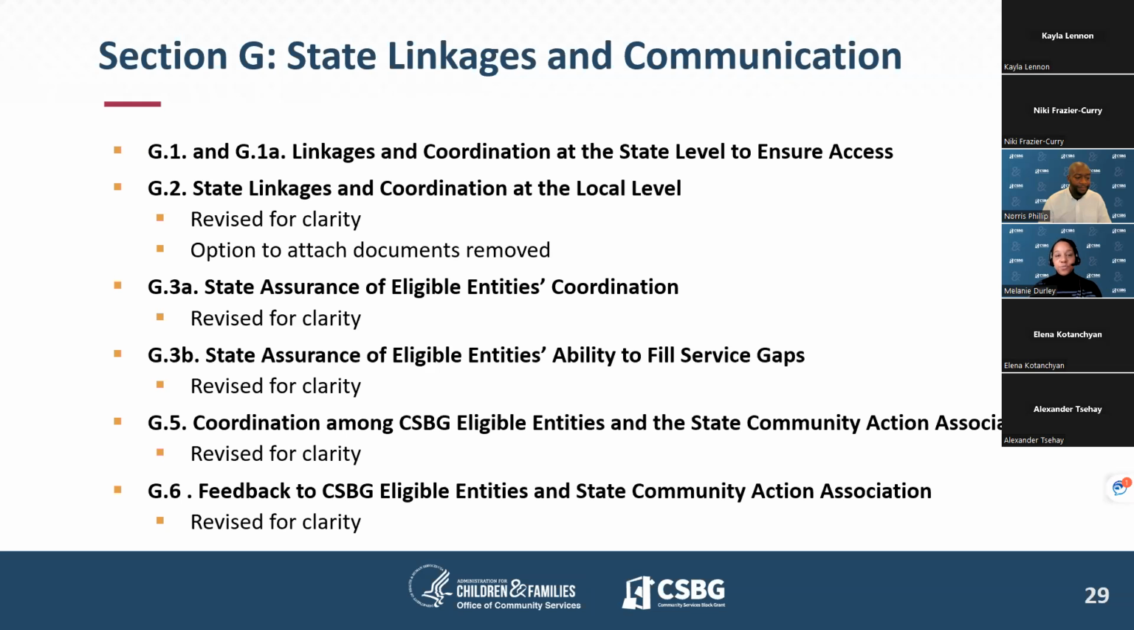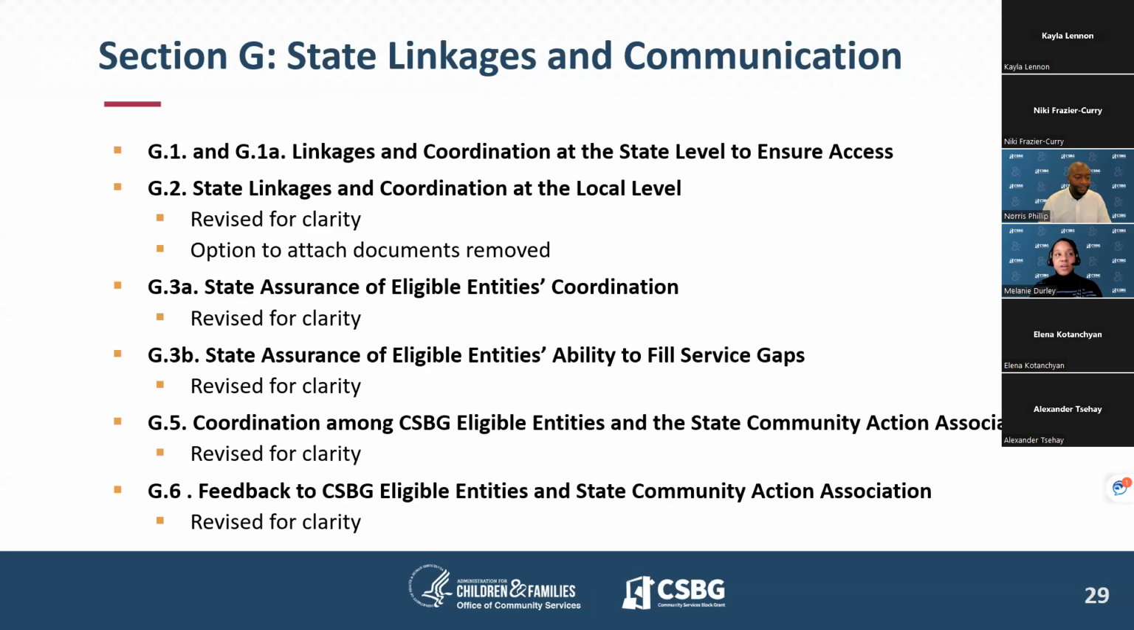Now looking at G3, eligible entity linkages and coordination. While G1 and G2 focus on state level efforts, the description in G3A should be specific to how states assure linkages and coordinations at the entity level. In G3B, states should also describe if there were service gaps in communities and whether or how coordination across community partners helped to fill these gaps.